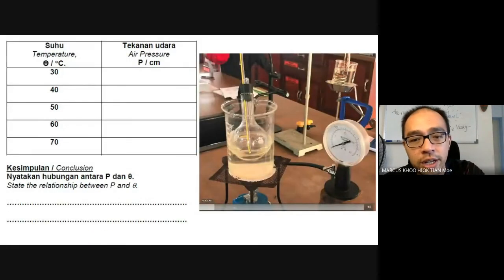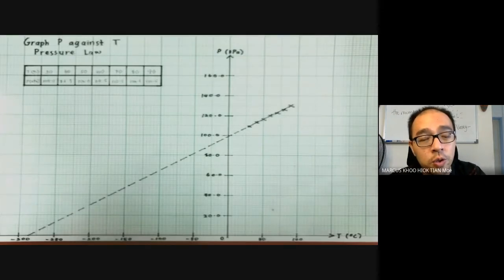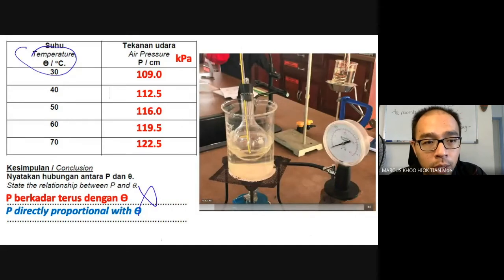Okay, so this is the reading that we got the other day. The conclusion will be P is actually not directly proportional. If you look at the graph that you drew, P increases linearly. So please correct this. This should be: P increases linearly with temperature. If we want to use the words directly proportional, we have to use the words absolute temperature. So please be reminded of this.